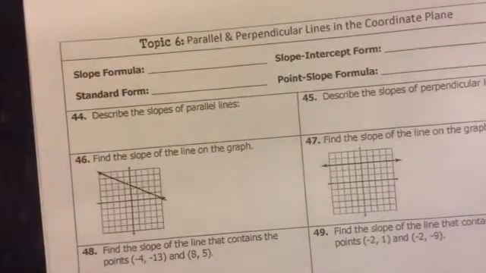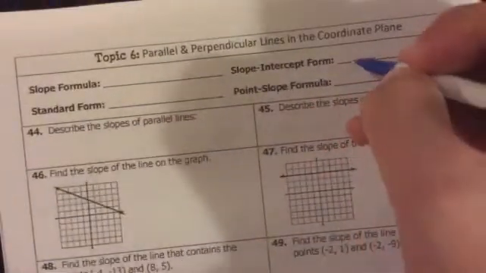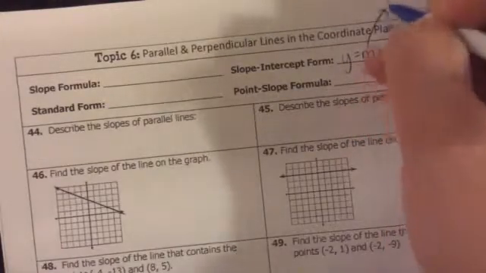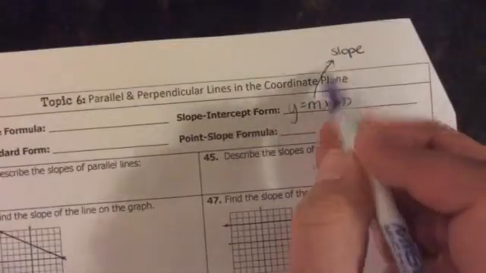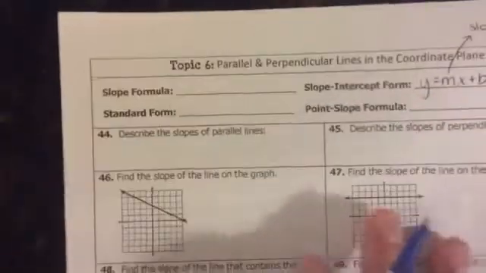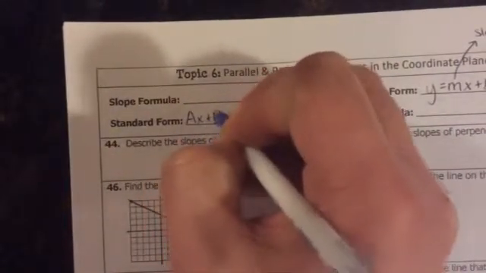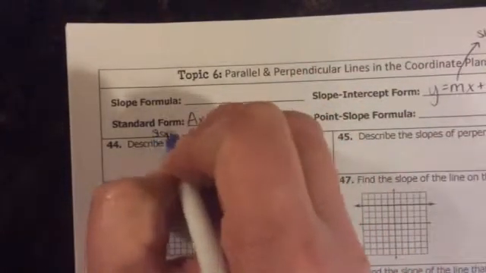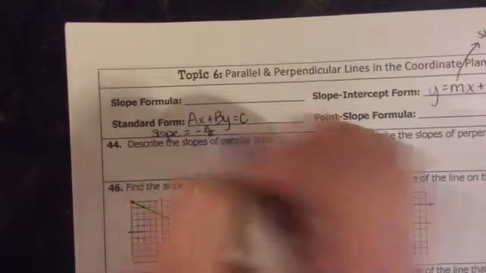In our next section, we're going to talk about parallel and perpendicular lines. What we've had here, we talked about the slope-intercept form, which is y equals mx plus b. M here is our slope. So if you have it in this form, our number next to the x is going to be your slope, which you'll need soon. Standard form is ax plus by equals c, and in this one, our slope was the opposite of a over b.